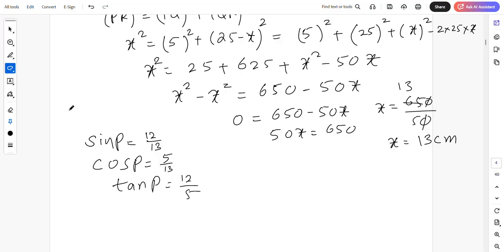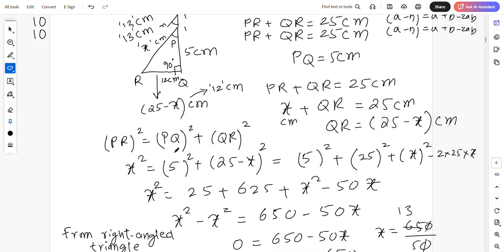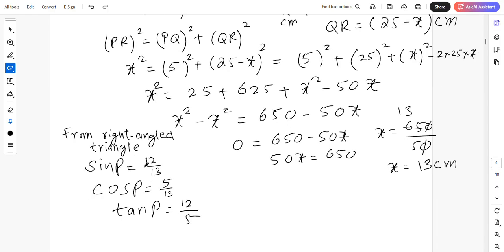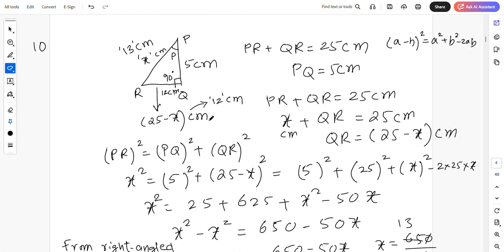We are writing this from right angled triangle PQR. Hope you understood this problem number 10 very clearly. Now, this problem number 10 we have finished. Now come to problem number 11.